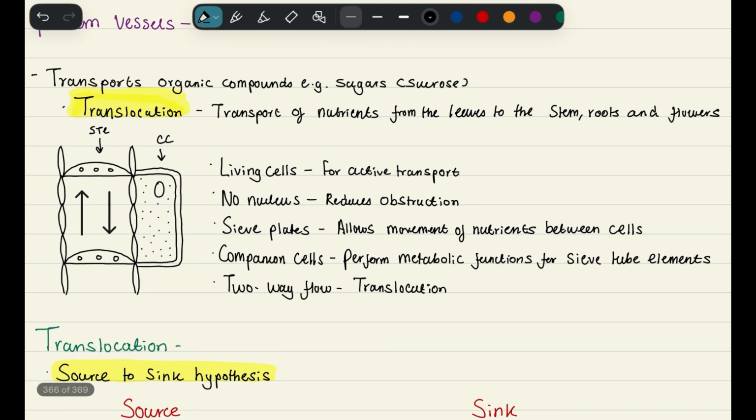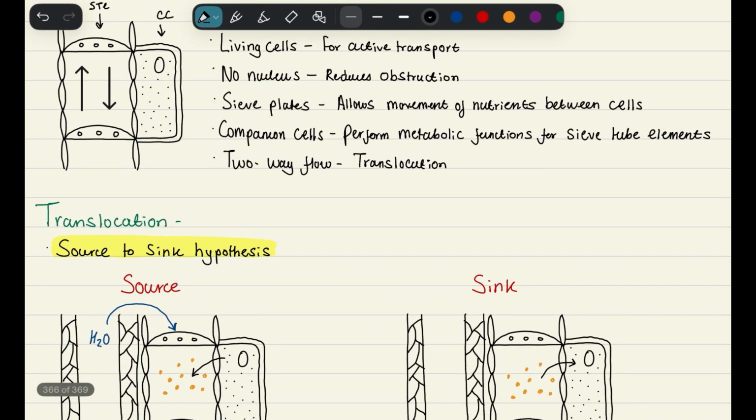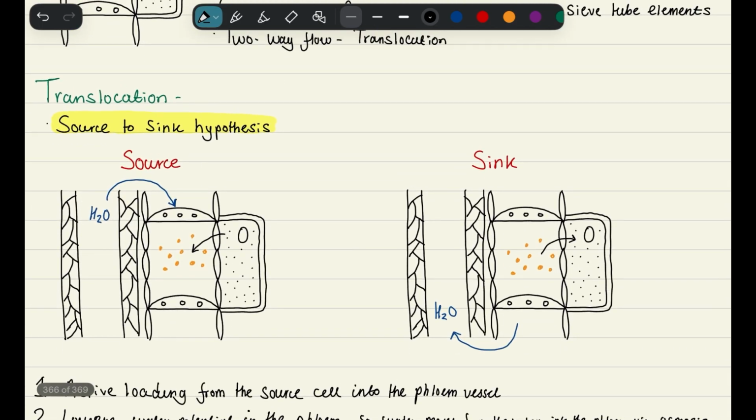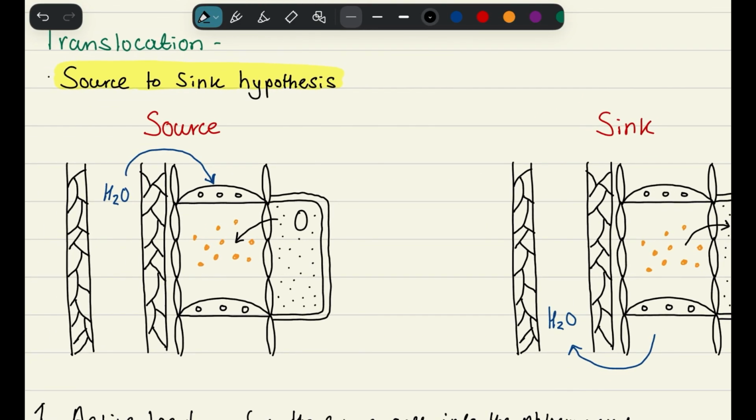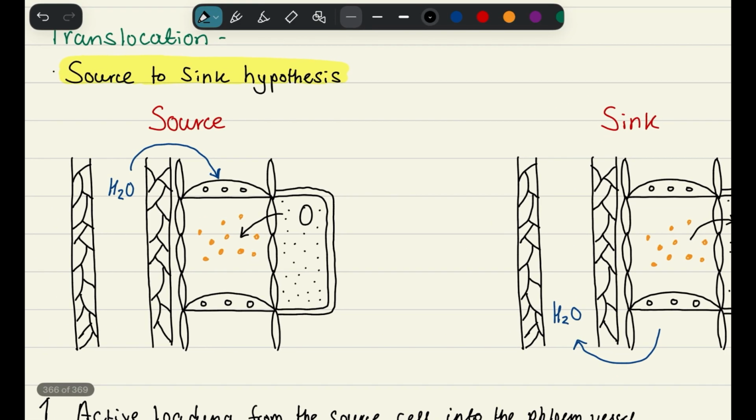So I'm just going to also zoom out so you can see the full definitions. But now we're going to talk about translocation. So translocation happens by what we call a source to sink hypothesis, right? And when we're talking about the source to sink hypothesis, first of all, at the source cell, so this might be your leaves, they've just done photosynthesis, they're going to dump sucrose. Sucrose is the transport molecule that we use in plant cells. They're going to dump it into the sieve tube element.